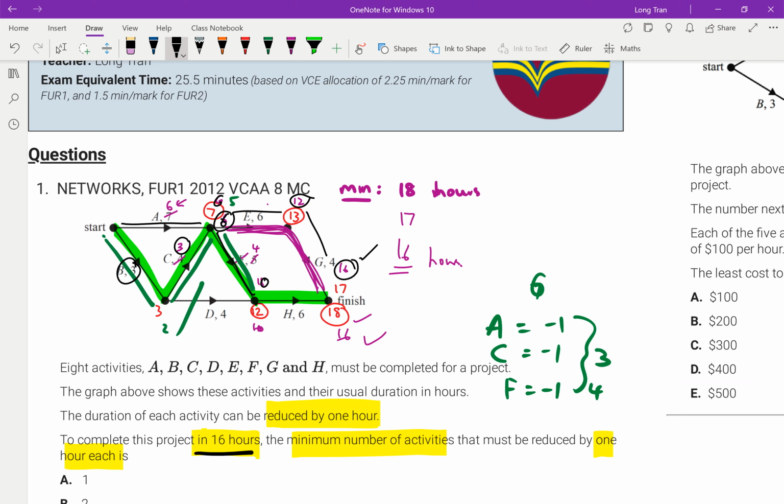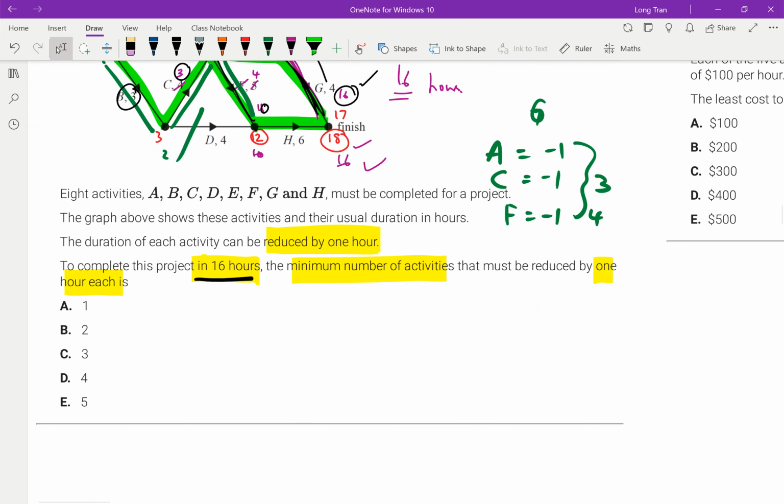And what I will have now is that the more critical paths I've got. So essentially I've got most of them as critical pathways. And the answer is, how many did I have to reduce? It was A, C, and F. So those were 3 activities that I had to reduce to get down to 16. So minimum number of activities that must be reduced by 1 hour. Answer has to be C.